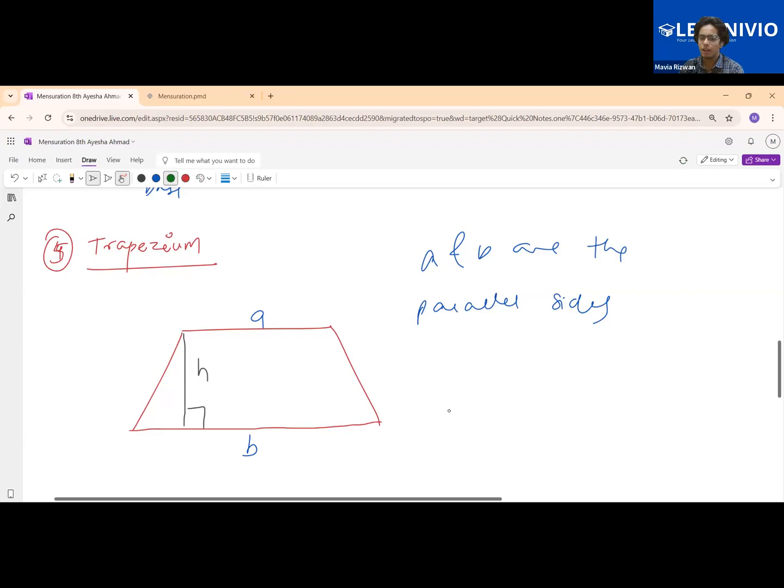Now, area of a trapezium. Perimeter you won't be asked. If you would be asked, you just add the borders. Area is, very carefully see, half into h into a plus b. A and b are the parallel sides. Sum of parallel sides into h by 2. Got it, Aisha? You have to memorize this.